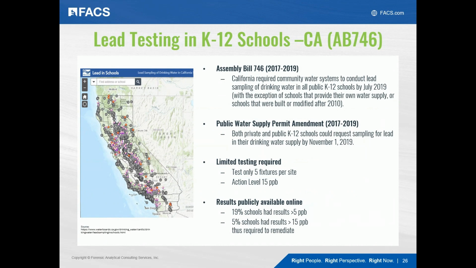All of the data from the testing is now publicly available online. You can view maps like this one that show you where the schools are that did have elevated levels of lead. Based on the results, elevated levels of lead were found in many schools. 19% of schools had results above 5 parts per billion, and 5% of schools had results above 15 parts per billion.